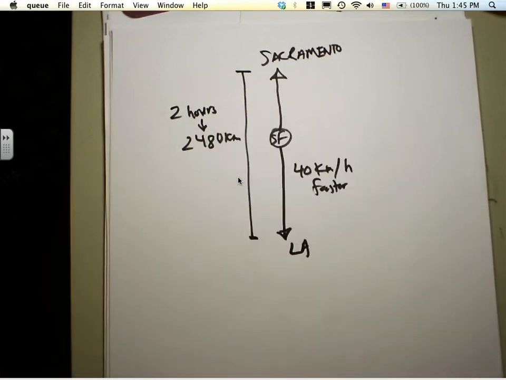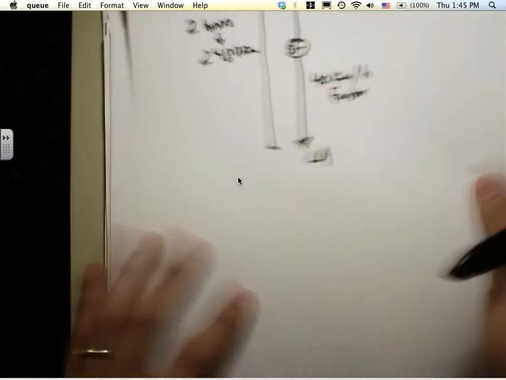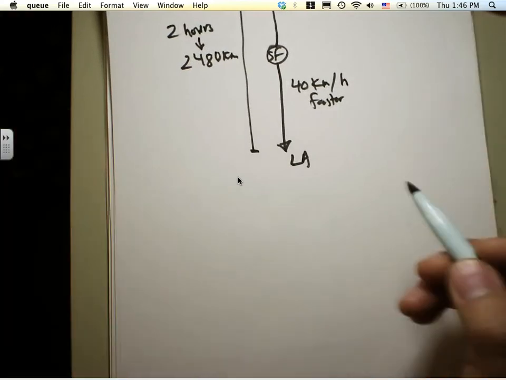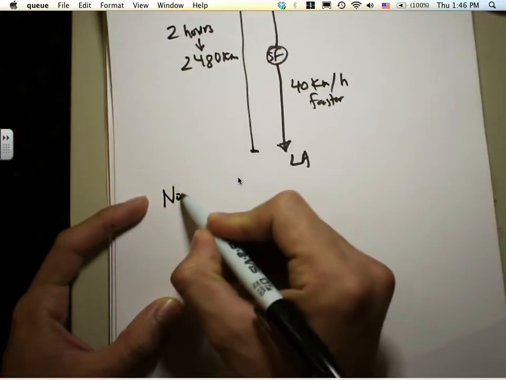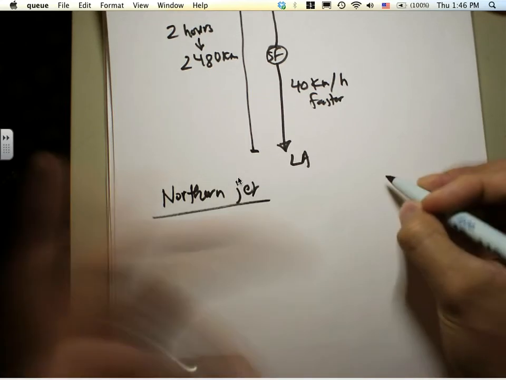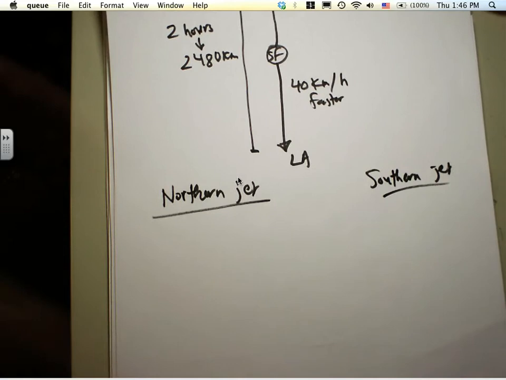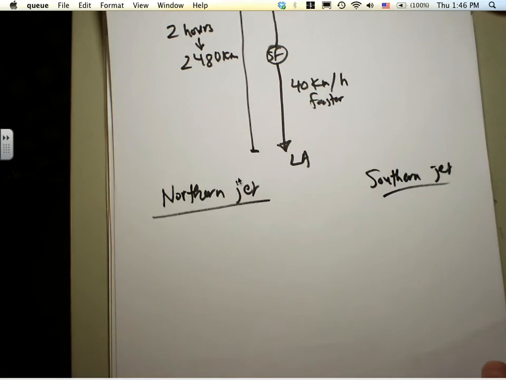Does that make sense on the notes that I just put up here for you? Does this represent the entire problem? Yes. Everything from the problem is in here. Okay, very good. I'm going to set up two things for you. I'm going to call the jet going north the northern jet, and the one going south to LA the southern jet, just to differentiate the two. If I call it northern, it's going up north. If it's southern, it's going south.